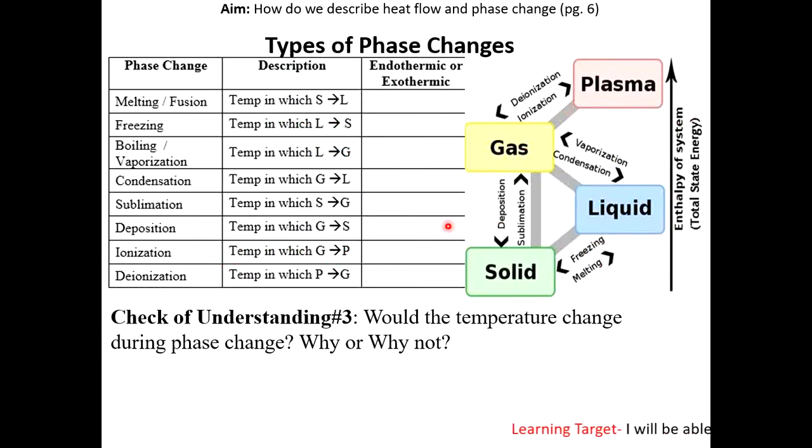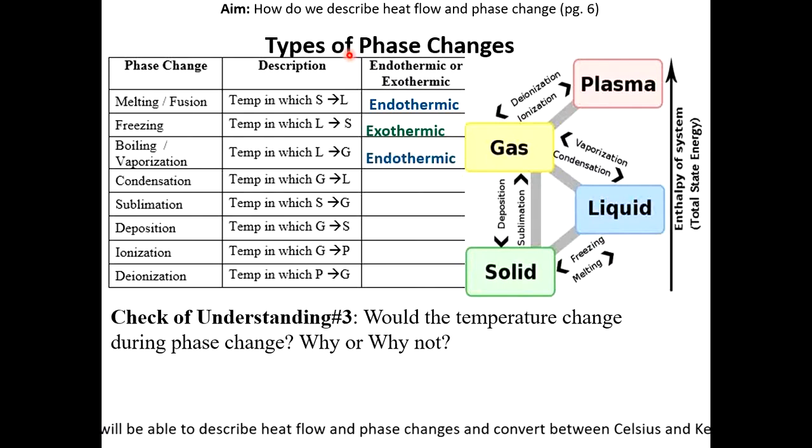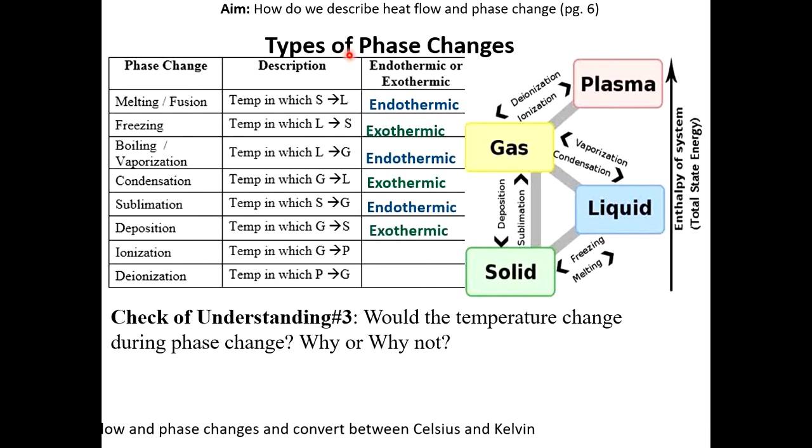Here's a nice diagram showing the phase changes and the energy. As you go up, you're absorbing energy. As you go down, you're releasing energy. So melting and fusion are endothermic. Freezing is exothermic. Boiling and vaporization is endothermic. Condensation is exothermic. Sublimation is endothermic. Deposition is exothermic. Ionization is endothermic. And deionization is exothermic. Would temperature change during a phase change?